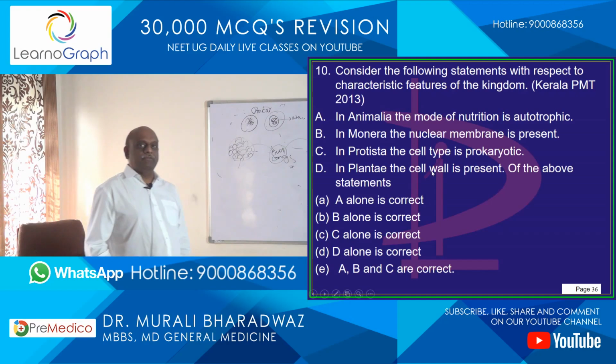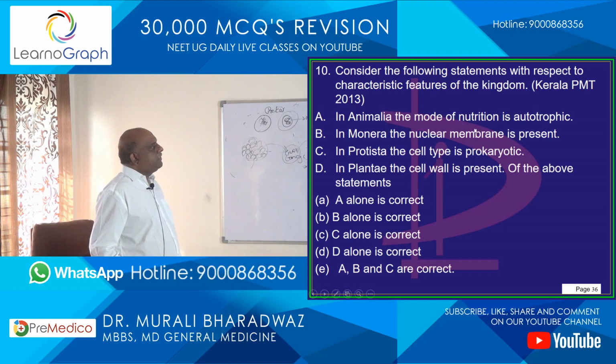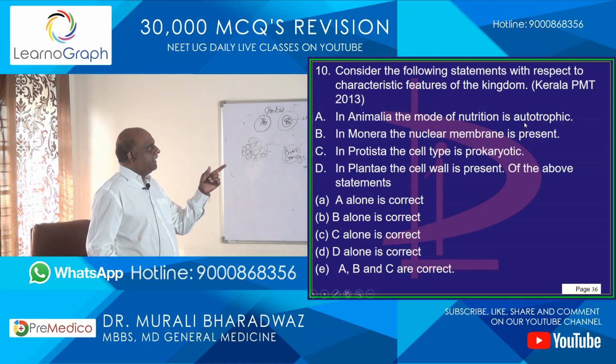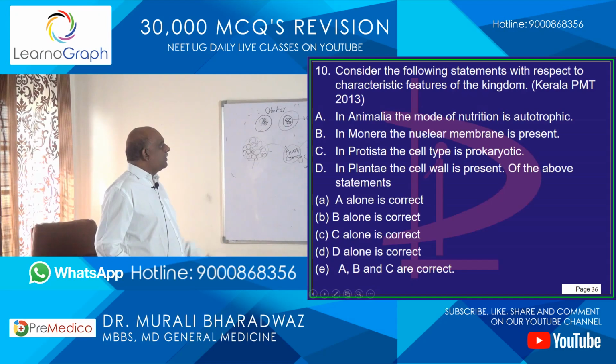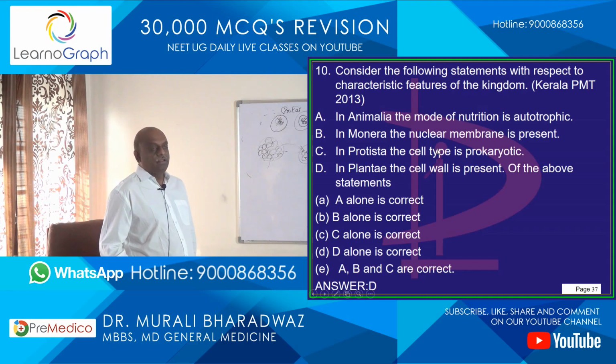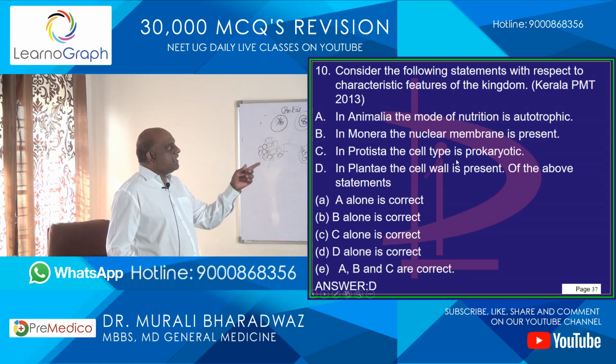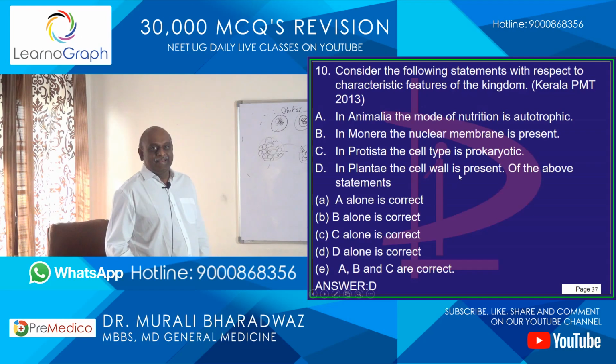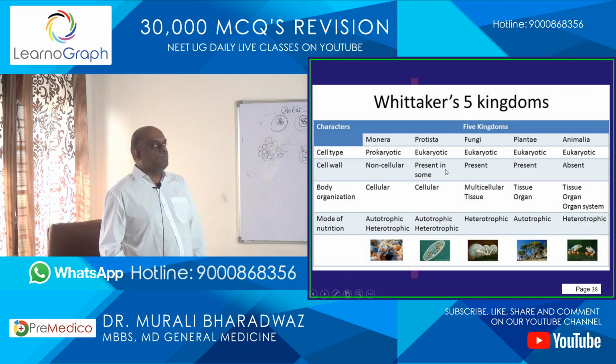So, in Animalia, what is the type of nutrition? Is it autotrophic or heterotrophic? You should remember that it is heterotrophic. So that is not true. Then in Monera, the nuclear membrane is not present. So it is also not true. In Protista, the cell is eukaryotic, not prokaryotic. So that is also not true. The Plantae have a cell wall. So that is the true statement, is what you should remember.